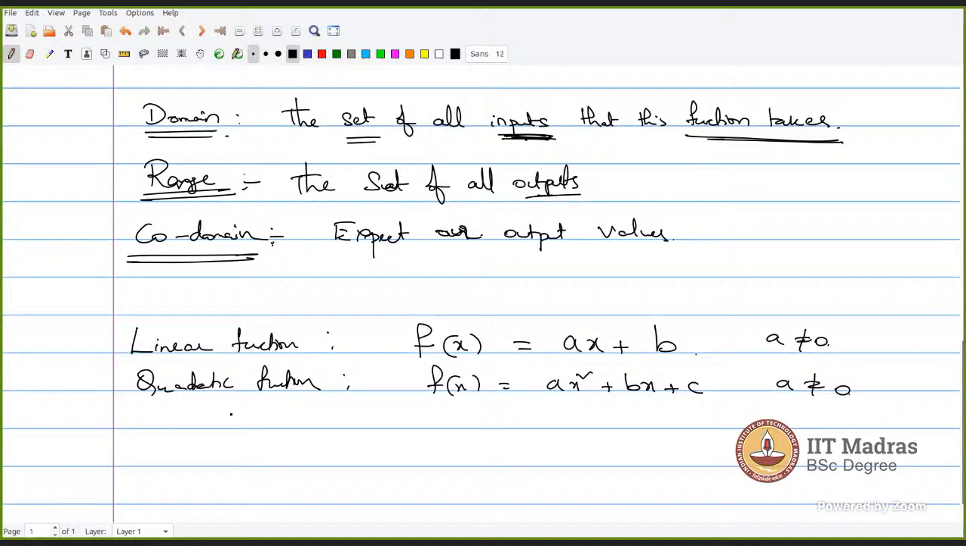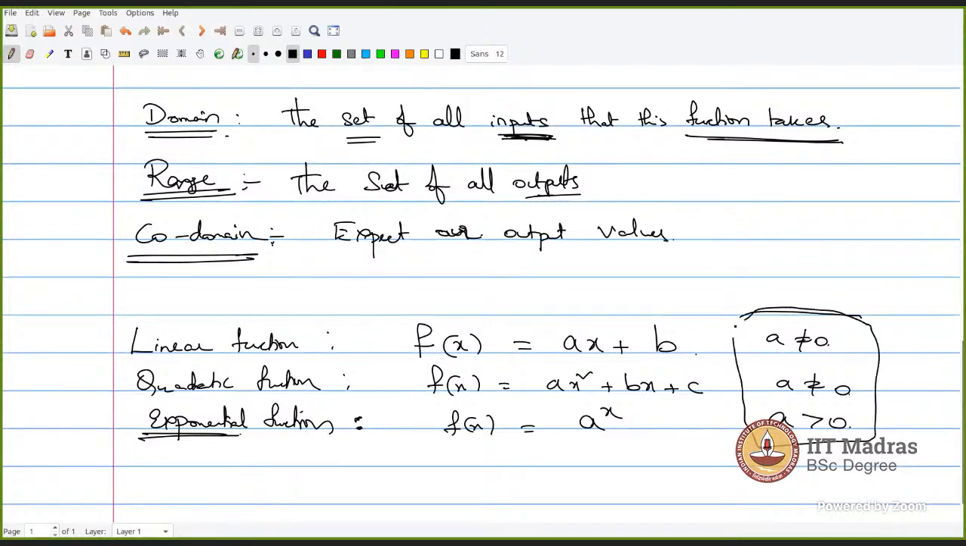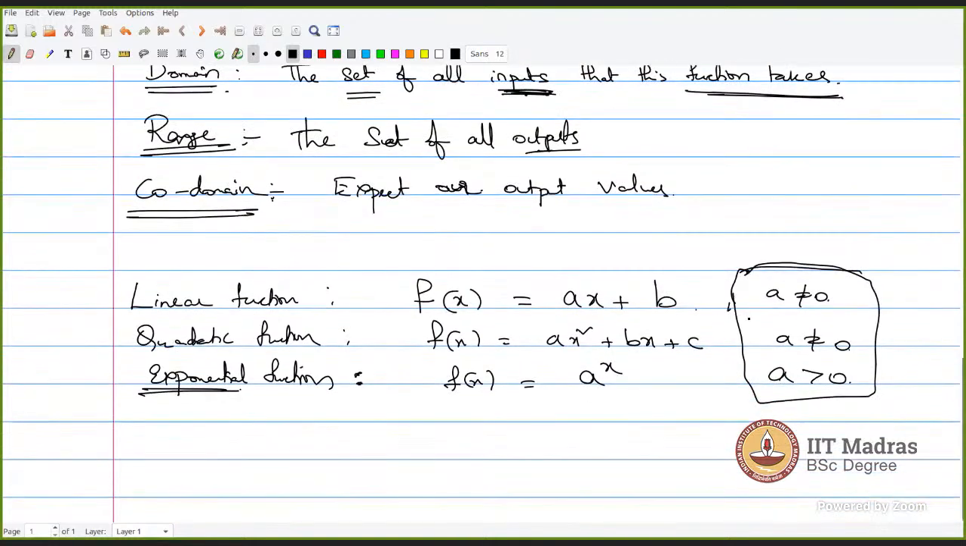Similarly, recently we learned how exponential functions look. Not a polynomial, exponential: a to the power x. Any constant to the power x, where a is greater than 0. These conditions also: a is not equal to 1.